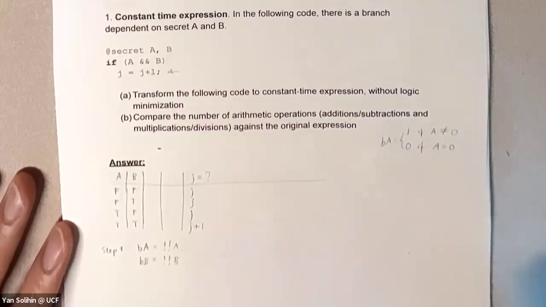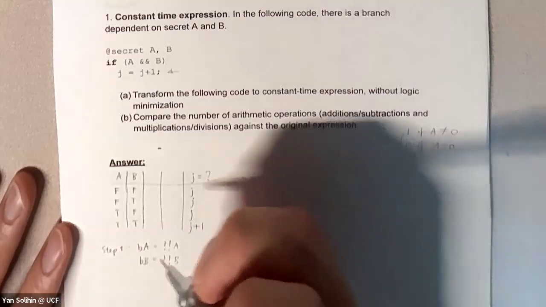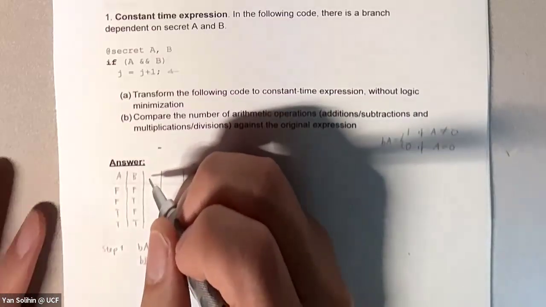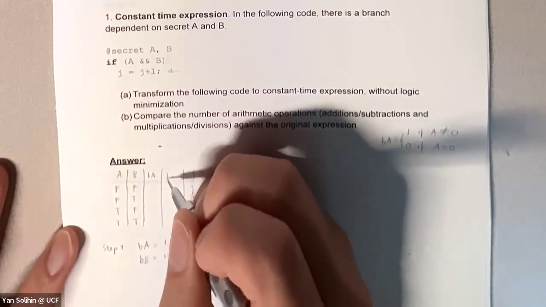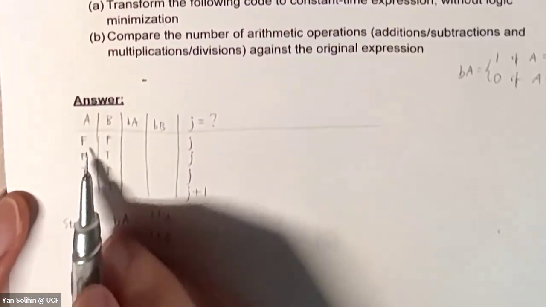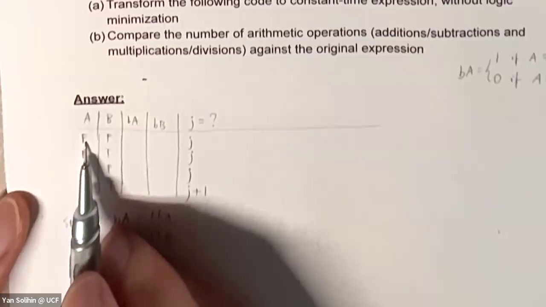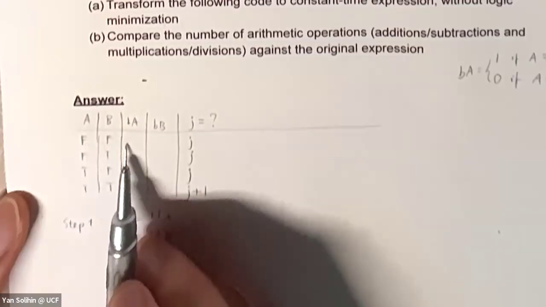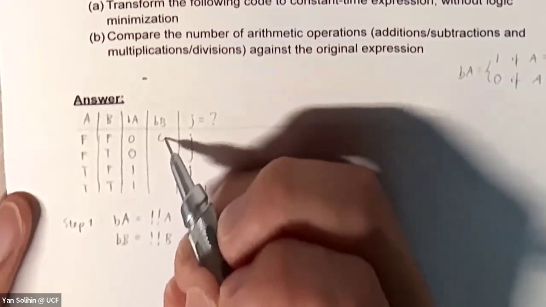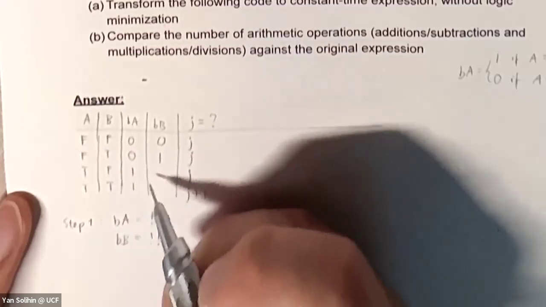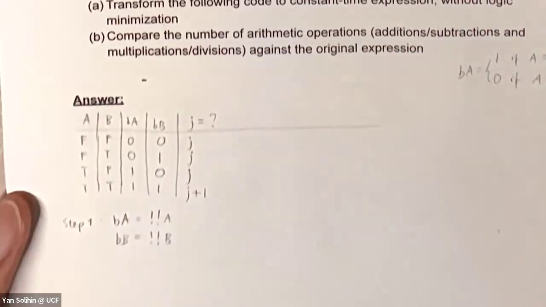And step 2, create a truth table that corresponds to the expression. So here we have BA, BB, and then here is simple. If you see a false, then here we put 0, and true will be 1. And same for B: false will be 0, true will be 1, false will be 0, true will be 1.